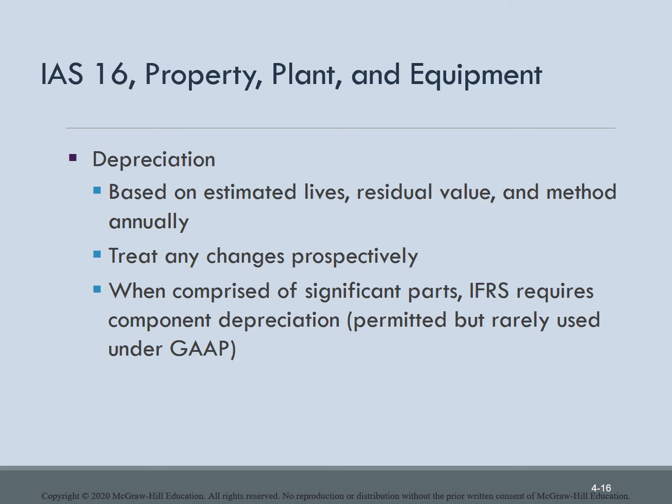And then one of the differences between IFRS and US GAAP with regard to depreciation is that when an asset is comprised of significant parts, IFRS requires what is known as component depreciation. This is permitted under US GAAP, but it is rarely used. Okay, so this is a requirement under IFRS in a situation when you have something like an airplane, which is comprised of significant parts, which are probably going to be depreciating at different rates.